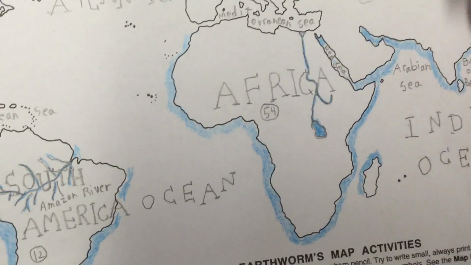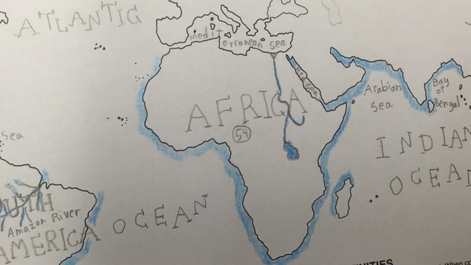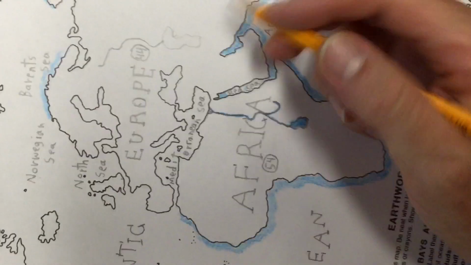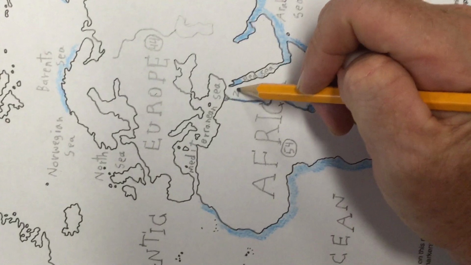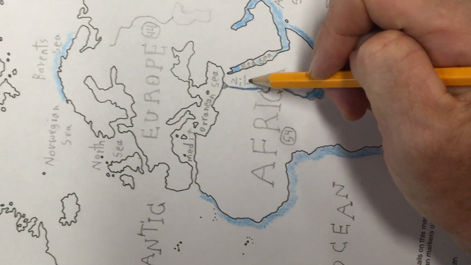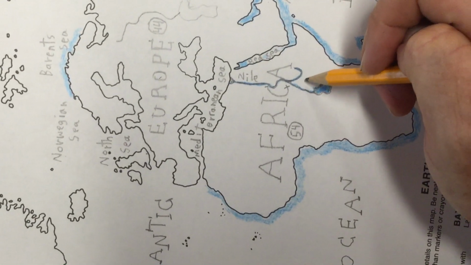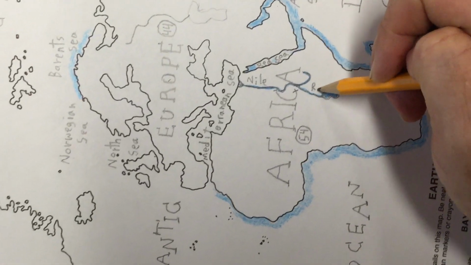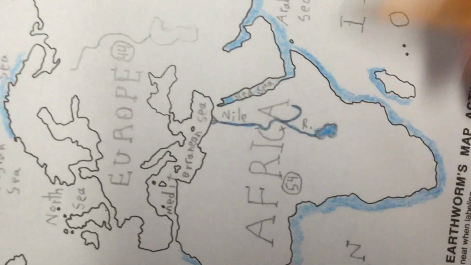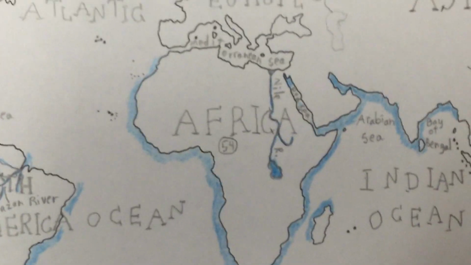Nile. Okay, so I'm going to have to turn my paper to label it. Nile, N-I-L-E. And you can just put R period for river, Nile River. All right, that's a third.